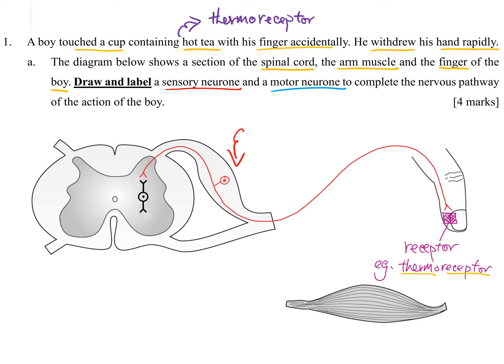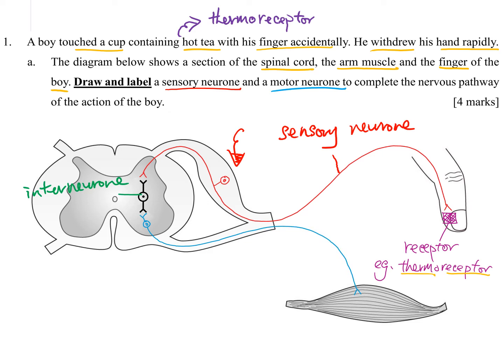Remember, the cell body is on the side of the sensory neurons, and then label it. This is the sensory neurons. And then label the interneuron as well. It is in the spinal cord. After that, draw out the motor neuron. So remember, the motor neuron has the cell body, the nucleus, in the spinal cord. Label the motor neuron. At the end, also show me the effector, that is the arm muscles.